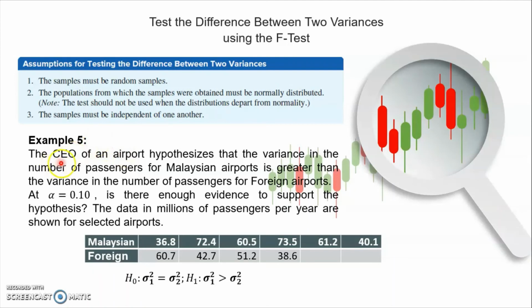Example 5. The CEO of an airport hypothesized that the variance in the number of passengers for Malaysian airports is greater than the variance in the number of passengers for foreign airports. At alpha equals to 0.10, is there enough evidence to support the hypothesis? The data in millions of passengers per year are shown for selected airports. So from this example, we can write the hypothesis like this, and we refer to this table for our data analysis using Microsoft Excel.